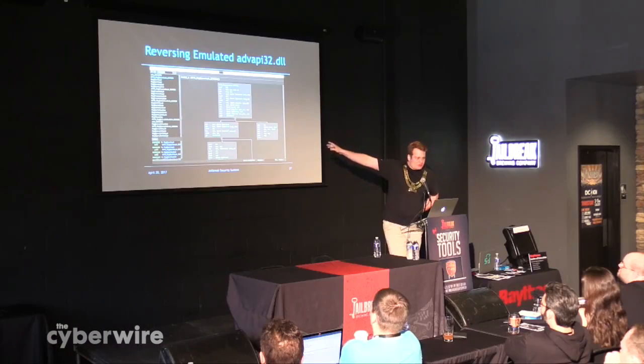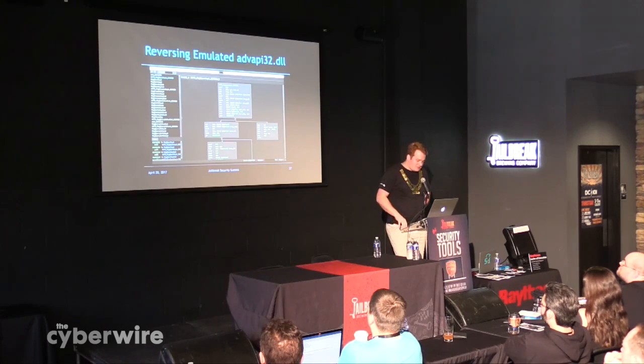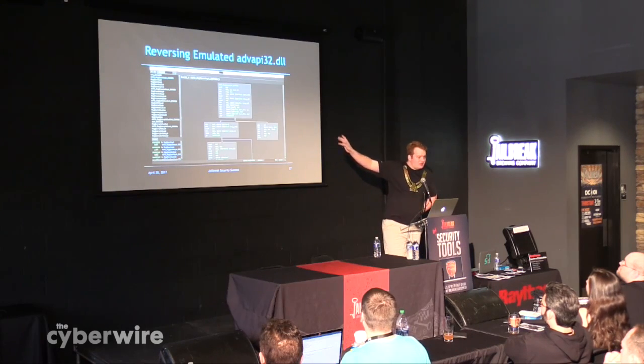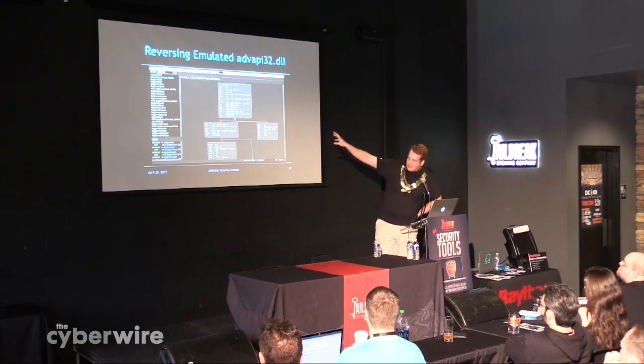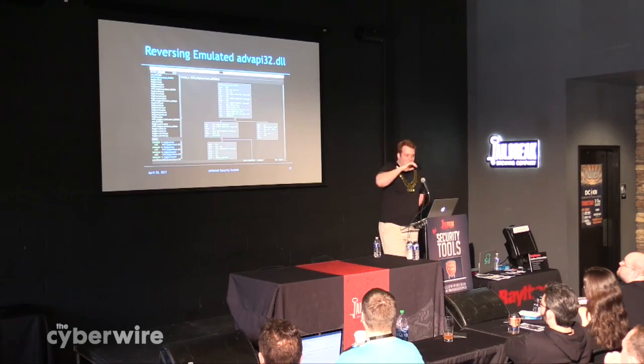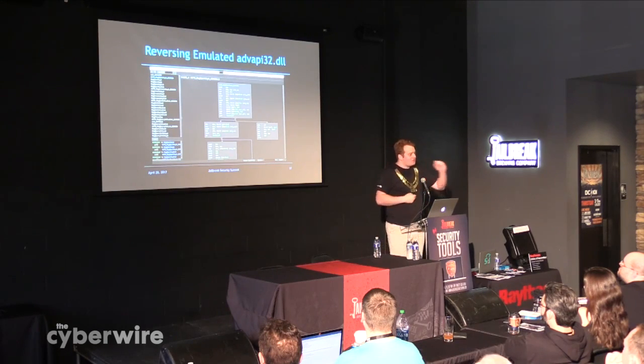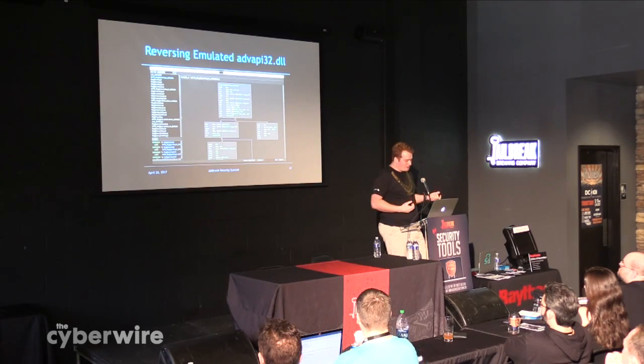Again, this is some work I've been doing recently, looking at a particular antivirus product. And here's their adv-api32.dll. This is not the real one. This is the emulator's adv-api32. I had to pull this out from the running process, from the kernel. It's not even a standard PE or ELF file format. It's a custom binary format.